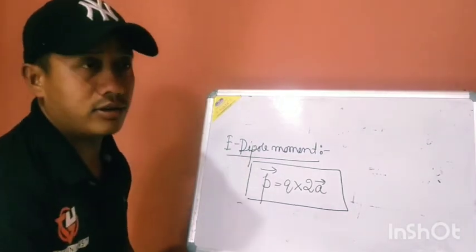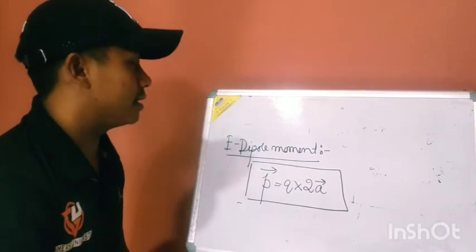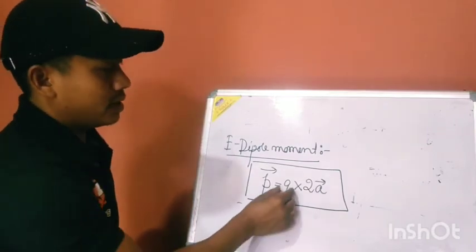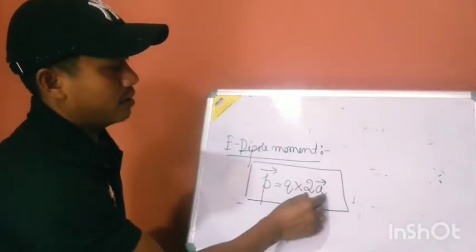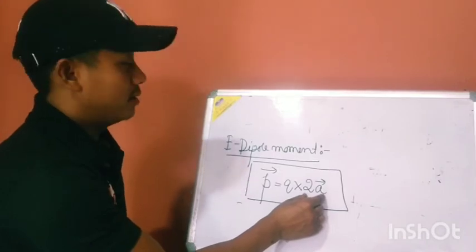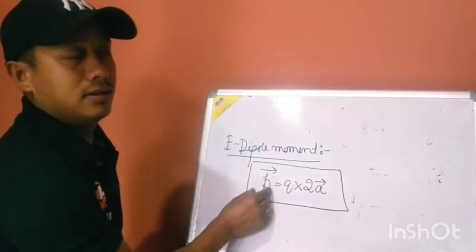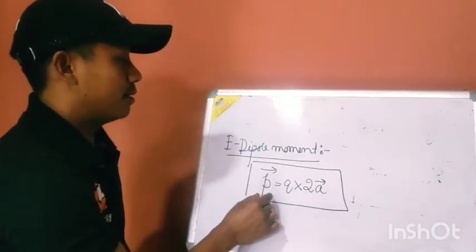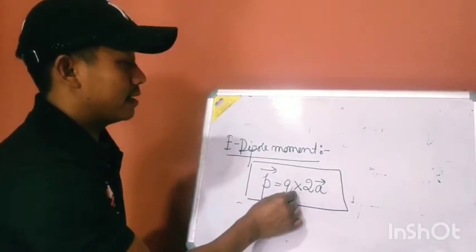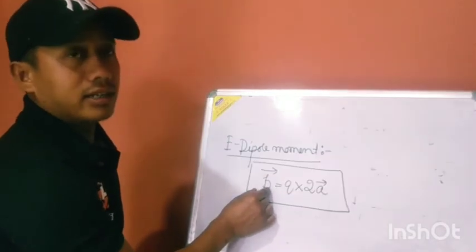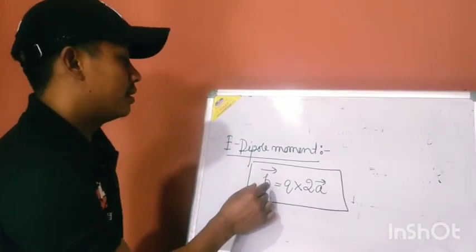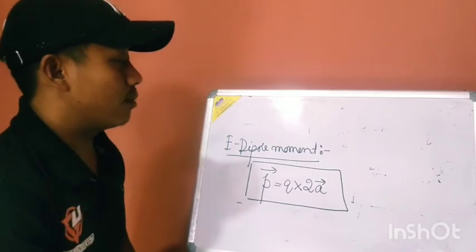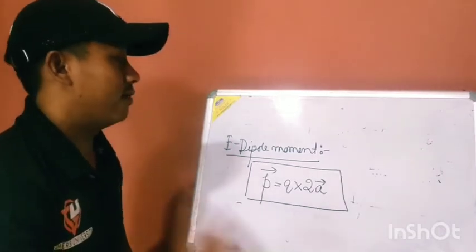Q is the electric charge. Electric charge is just a scalar quantity. Then when a scalar quantity is multiplied with a vector quantity, it becomes a vector. So you might have learned in class 11 that the multiplication of a vector by a scalar is always a vector quantity. Hence, this electric dipole moment is always a vector quantity.